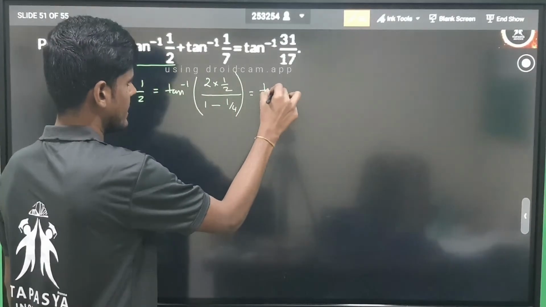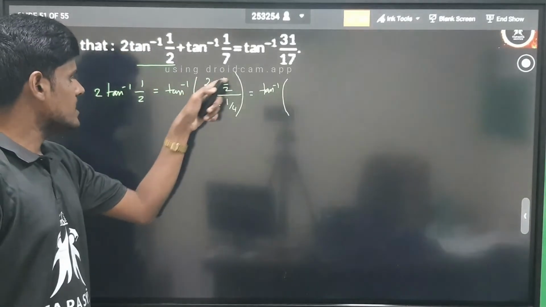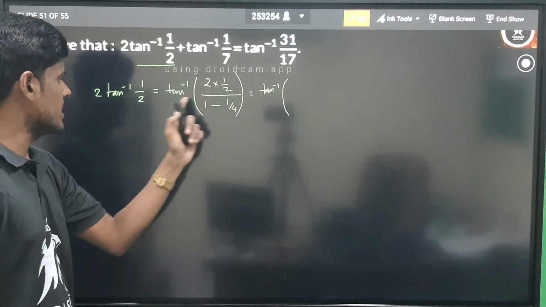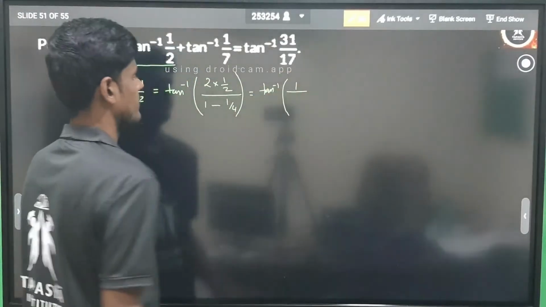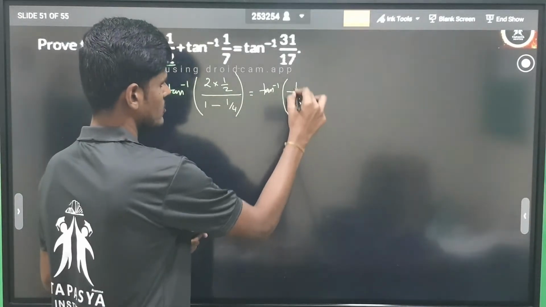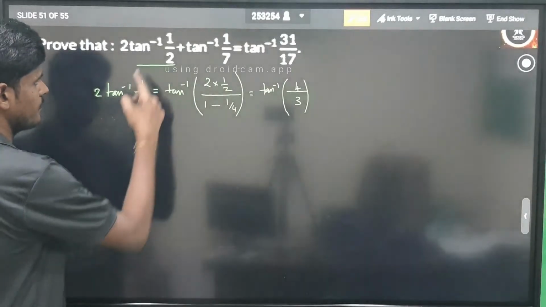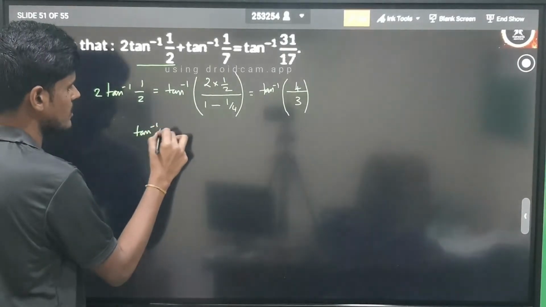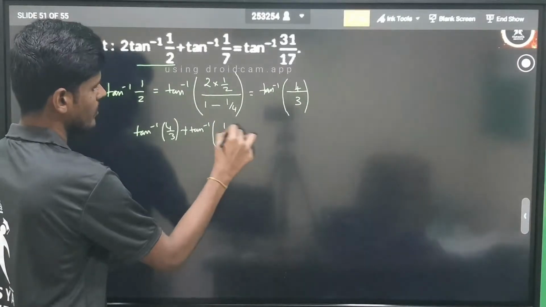So 2 tan inverse x is tan inverse of 2x by 1 minus x square, that is 2 into 1 by 2 divided by 1 minus 1 by 2 square, which is 1 by 4. So in numerator we have 1, in denominator we have 4 minus 1 over 4, which is 3 by 4. So this will be 4 by 3. Now what is 2 tan inverse 1 by 2 plus tan inverse 1 by 7? That is nothing but tan inverse of 4 by 3 plus tan inverse of 1 by 7.